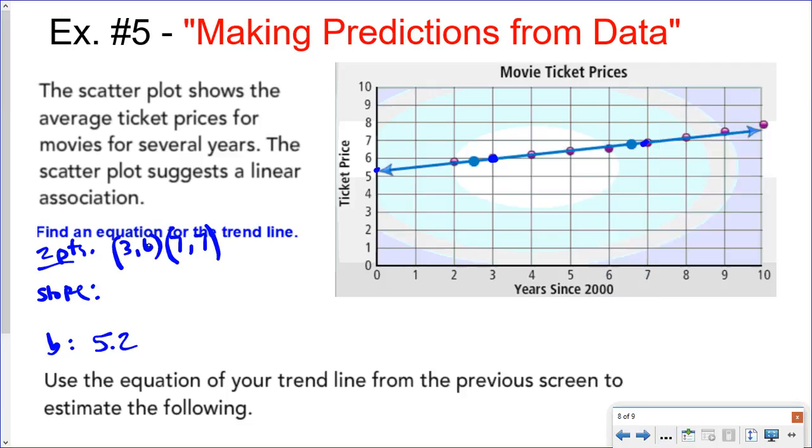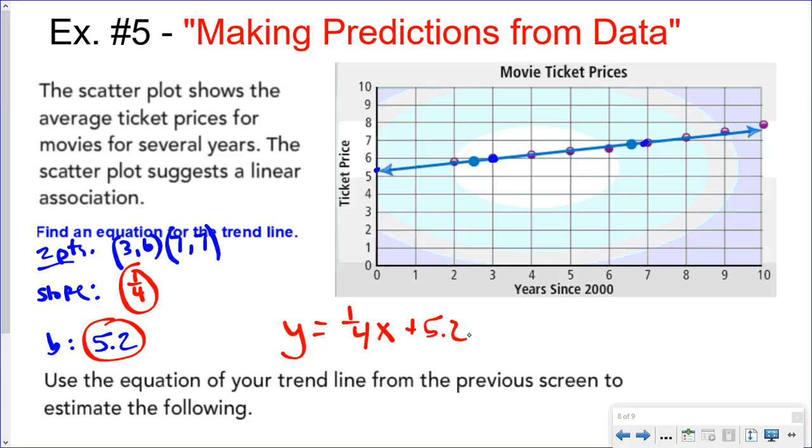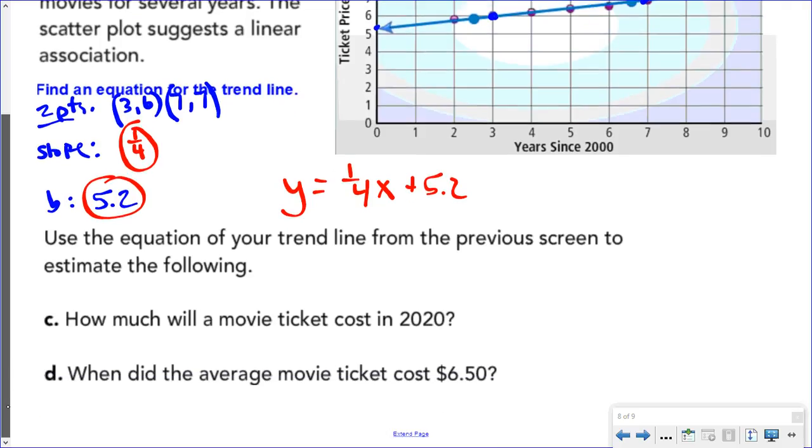So 7 minus 6 is 1. 7 minus 3 is 4. So my slope is 1/4. My y-intercept is 5.2. So my equation is y equals 1/4 x plus 5.2. When I move down, I'll use my equation here to make some predictions.